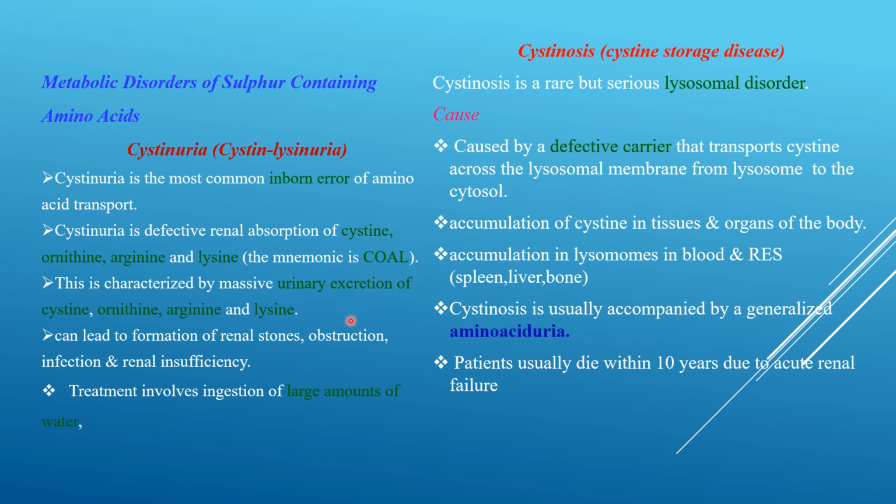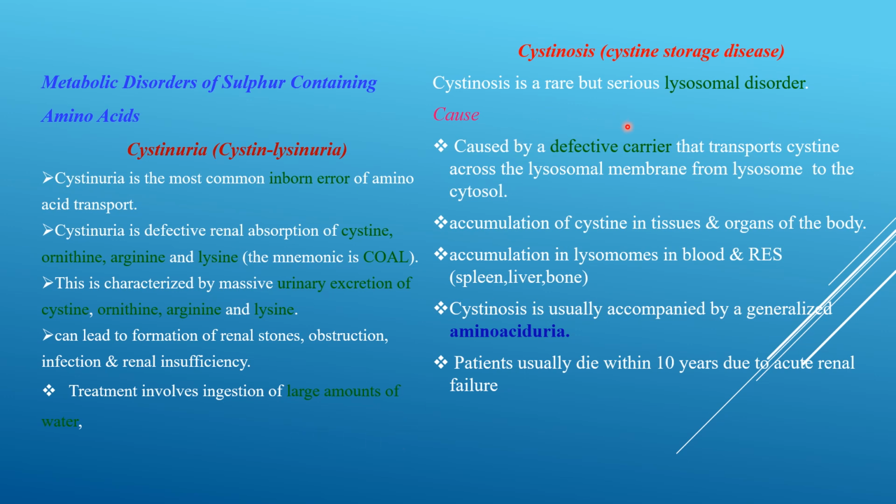It is characterized by massive urinary excretion of cysteine, ornithine, arginine, and lysine, because all these four amino acids share a common transportation channel. If it is hampered, these four amino acids are not reabsorbed, which can lead to the formation of renal stones, obstruction, infection, and renal insufficiency. Treatment involves the ingestion of large amounts of water.